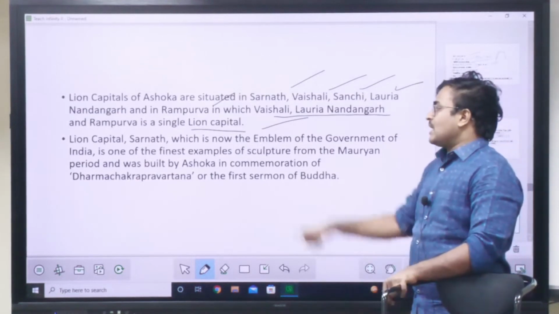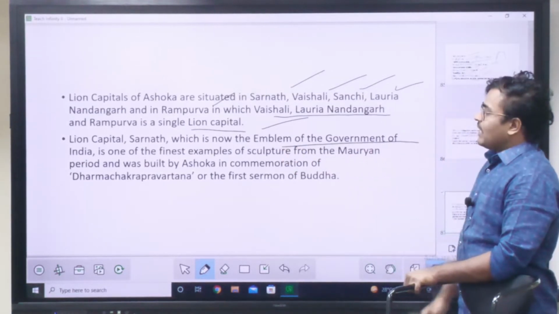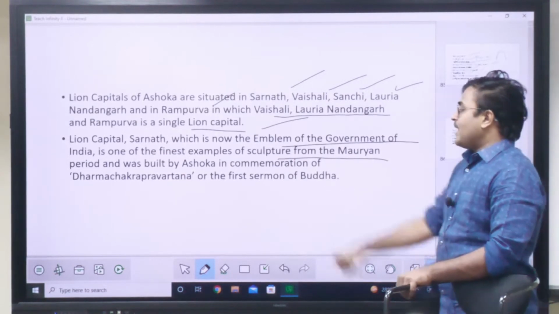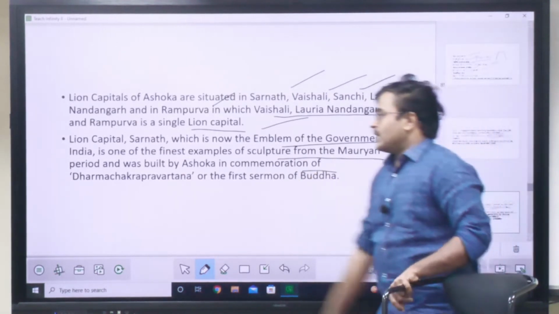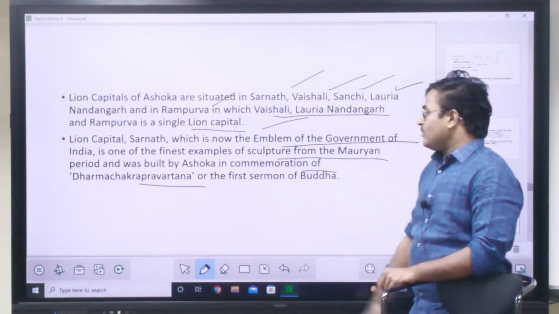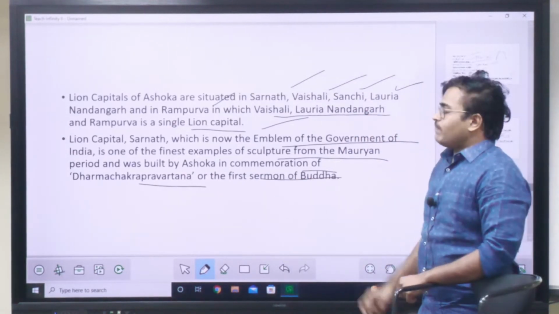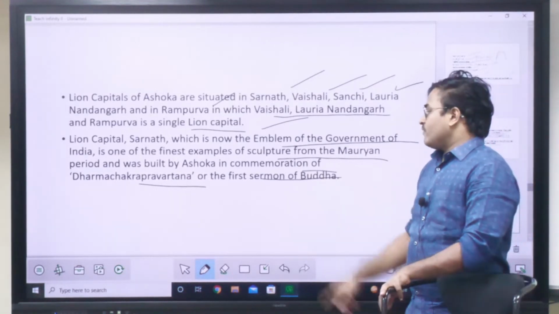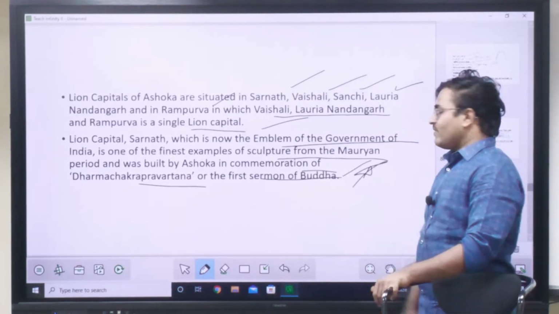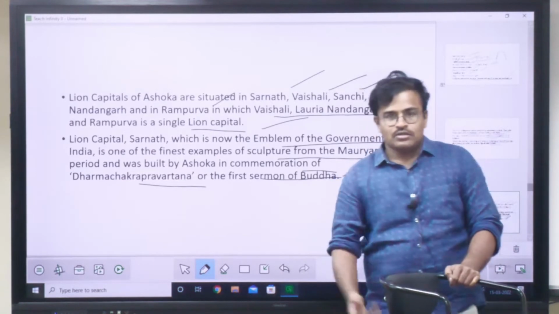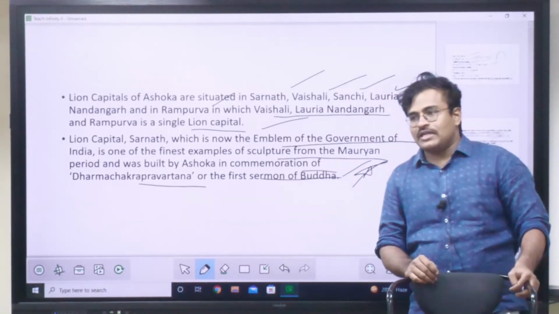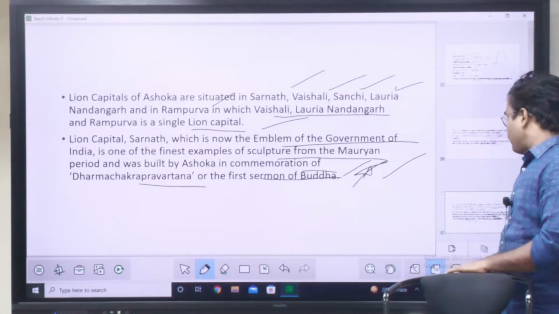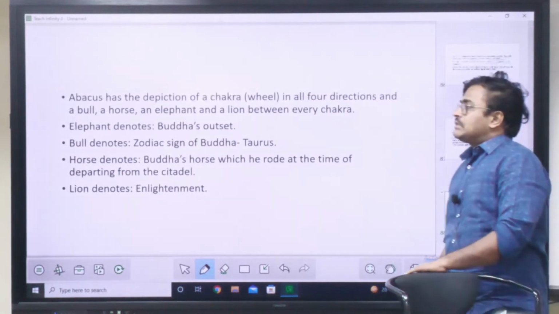Okay, the lion capital of Sarnath, which is now the emblem of the government of India, is one of the finest examples of sculpture from the Mauryan period and was built by Ashoka in commemoration of Dharmachakra Pravartana, or the first sermon of Buddha. Where is the first sermon given? Sarnath. Sarnath is the place where the first sermon is given, so that is the reason why it is known as Dharmachakra Pravartana.